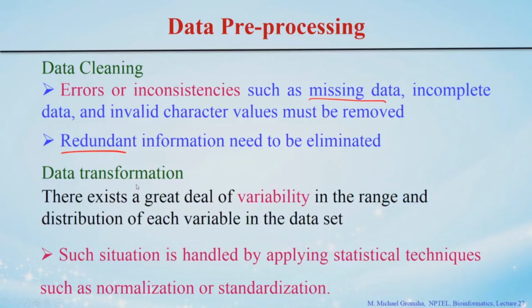Then the second one, we need to do the data transformation. For example, there exists a great deal of variability in the range and in the distribution of each variable in the data set. We should not remove the variable ones; we need to keep as much of the variable data as possible, and see whether our model could identify all these ligands with different inhibitory constants. So, that is very important.